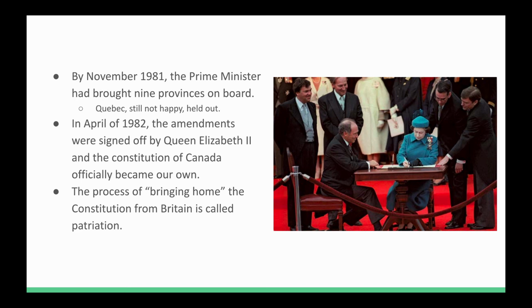I always tell students there are 2 dates that you need to remember: 1867. I'm not going to tell you what that one is. You should know what that one is. And this one, 1982, where we've patriated our Constitution and we get our Charter of Rights and Freedoms.